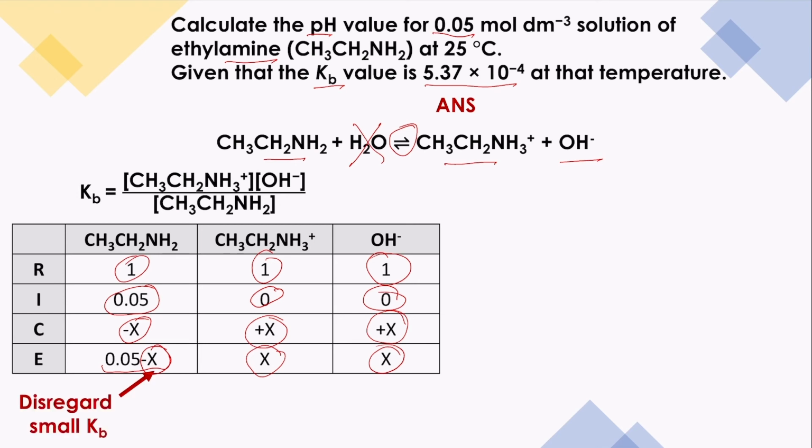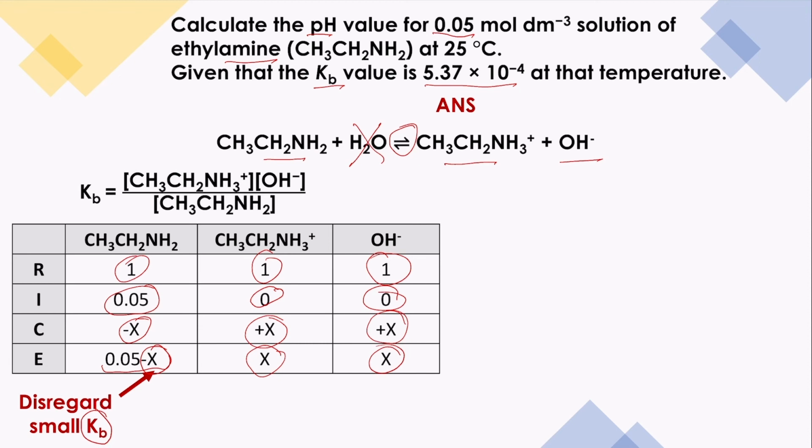This X is very small and it could be neglected. Why is that? Because Kb is small. When Kb is small, it means that a very small amount of ions will be produced. So with any problem like that, we can assume that this X is negligible, or it could be disregarded, because we have a small Kb, or even Ka if we are speaking about a weak acid.